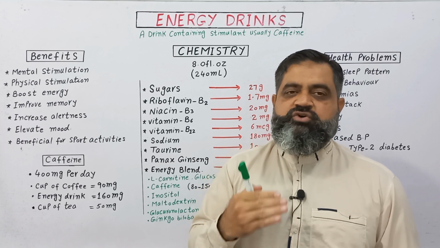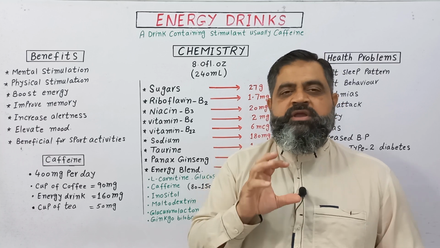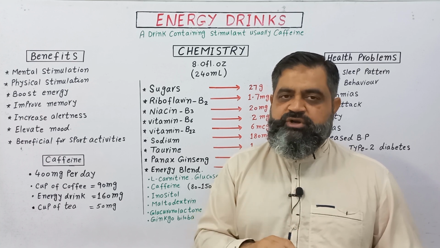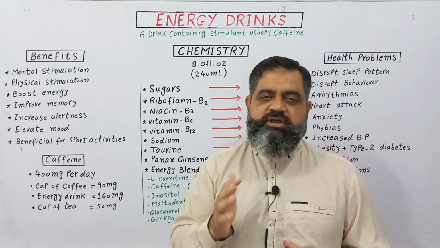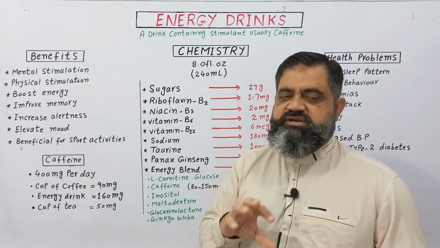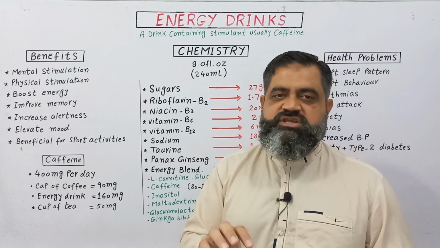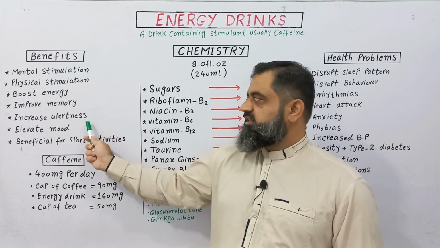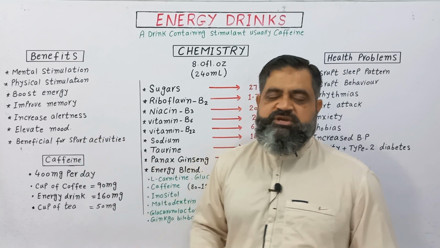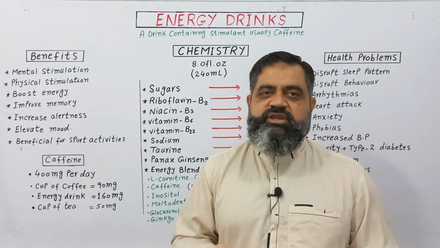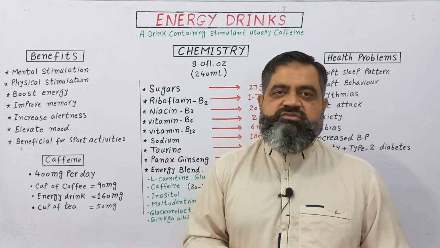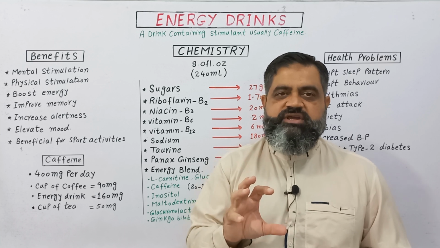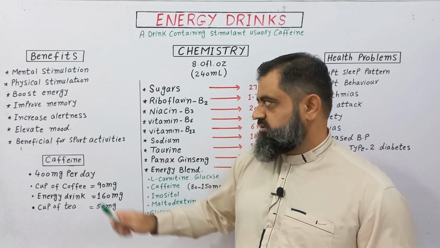So it boosts your energy by increasing the blood pressure and increasing the breakdown of glucose in your body. And this is usually done with the help of caffeine and certain chemicals like taurine, ginseng and ginkgo. They also improve memory. They increase alertness, especially for students who are studying or a driver who is driving for many hours. They need concentration for that, so they take energy drinks.